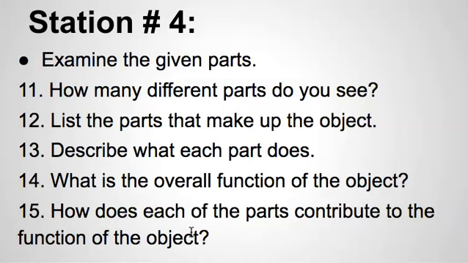So you might say, well, the ink is used to write, and that is the overall function of the pen, to write. The clip on the side is used to hold it in your pocket or other object. So it contributes so that way the pen doesn't get lost. Is easy. So go ahead, finish station number 4. When you do, go ahead and start the video up again.